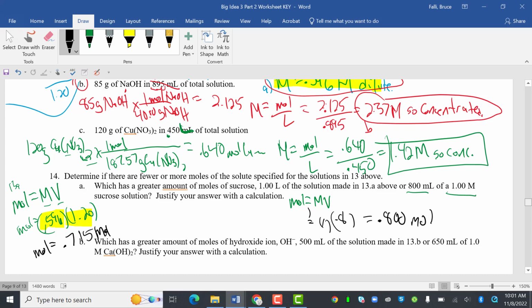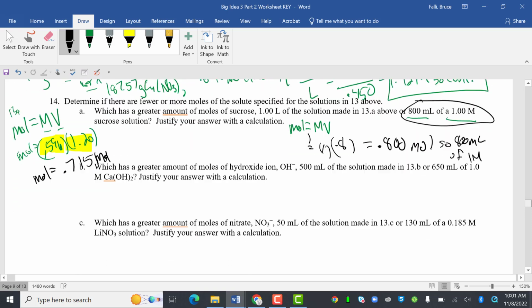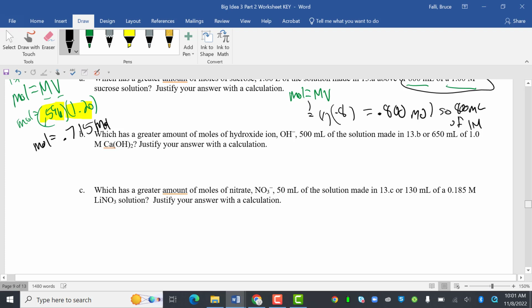What's the question again? Which has a greater amount of moles of sucrose? So the greater amount of moles of sucrose is this: 800 milliliters of 1 molar. Okay. Which has a greater amount of moles of hydroxide ion? 500 milliliters solution A, or 650 milliliters of 1 molar B.